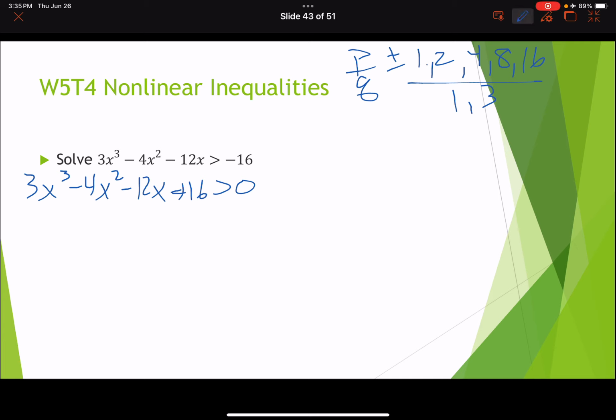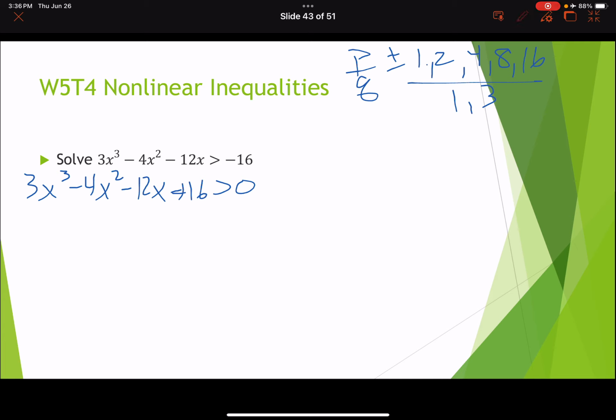Let's try something else. Let's try x minus 1. So 1 goes here. 3, negative 4, negative 12, and 16. So it's going to be 3, 3, negative 1. That's not going to work. It's going to give us the wrong number. Okay. So get rid of that.